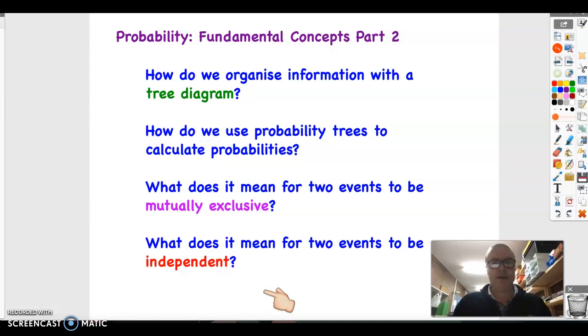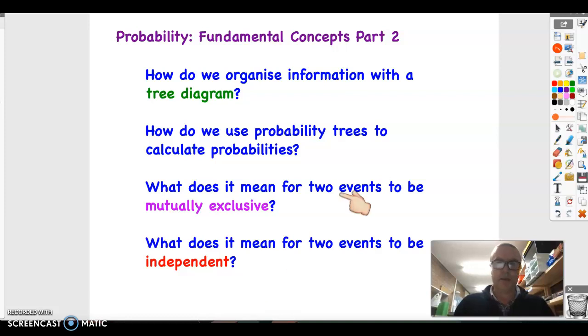G'day everybody, this is part 2, this lesson where we explore some fundamental concepts with probability. Last lesson we looked at how we make Karnaugh maps, probability tables. We also talked about conditional probability.